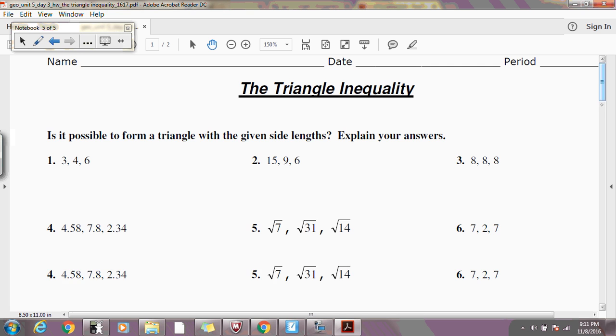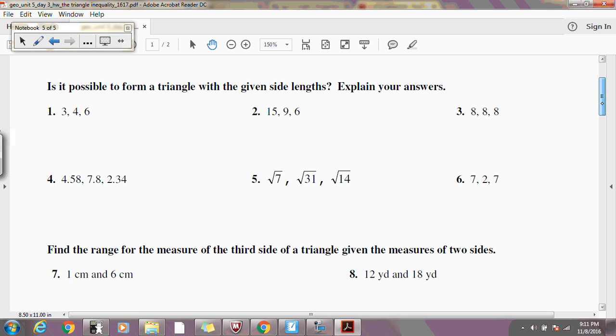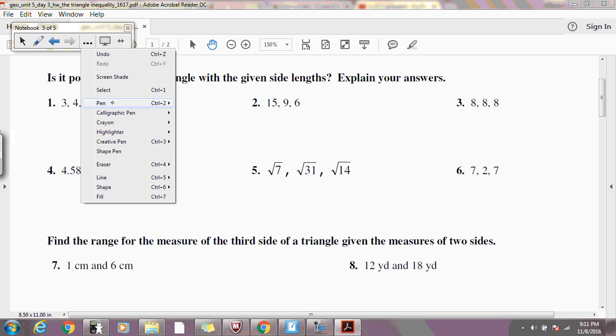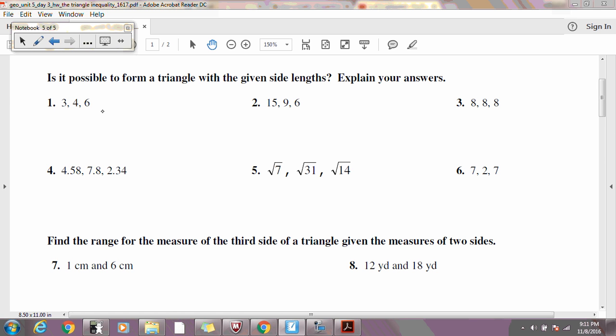For the first section, they want to know if these sides could form a triangle and explain our answers. The shortcut is to take the two smallest sides, in this case it'd be 3 and 4, and compare it to the largest side. Will 3 and 4 together be greater than 6? 3 plus 4 makes 7, and yes, that is greater than 6. So yes, this forms a triangle.